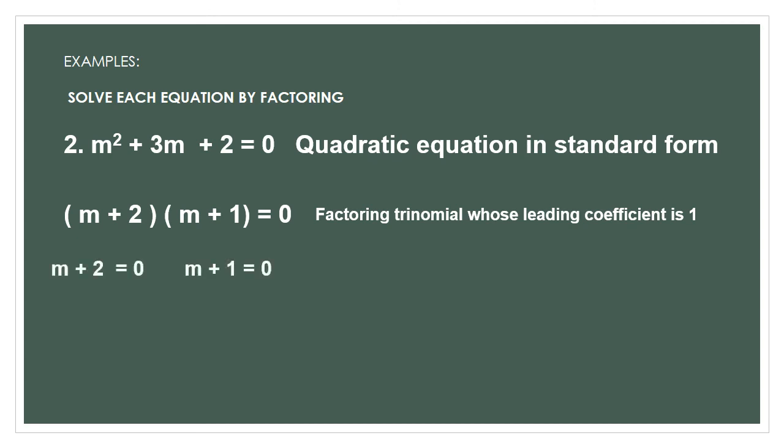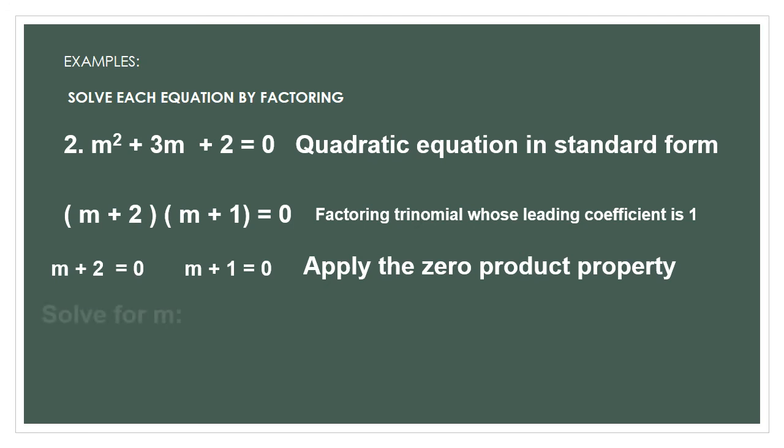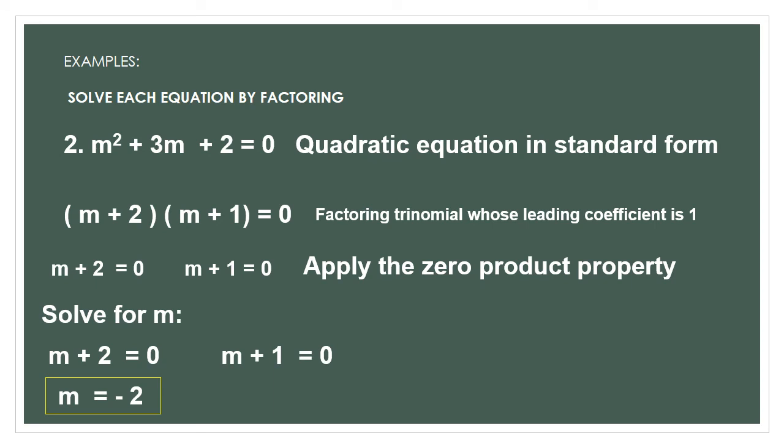So, we're going to apply the zero product property. So, we're going to set each factor equal to 0. So, we have m plus 2 equals 0 and m plus 1 equals 0. So, we can now solve for m. So, m plus 2 equals 0. By transposition method, we have m equals negative 2. Next is m plus 1 equals 0. By transposition method, we have m is equal to negative 1.